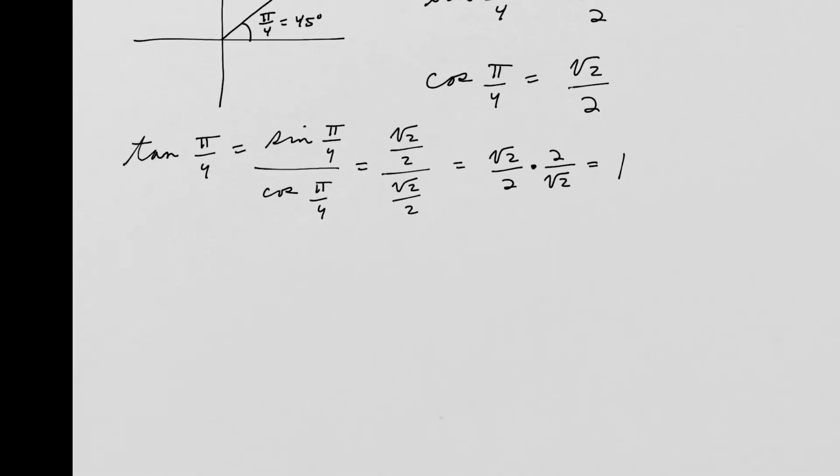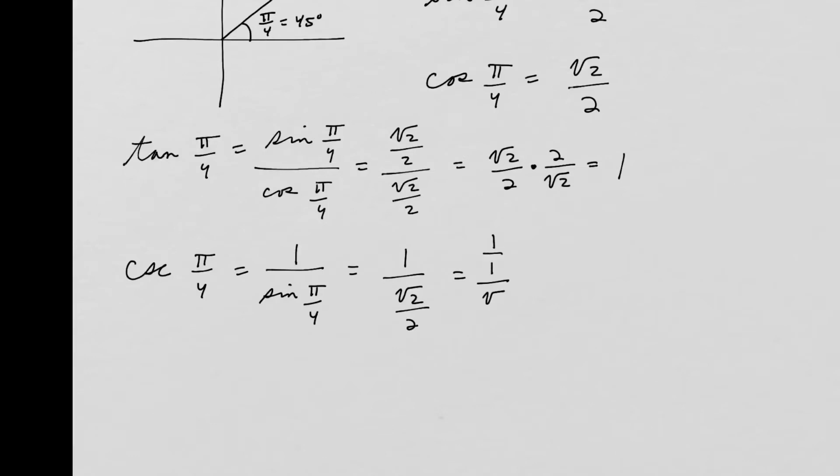What was the next one? Cosecant. Well, remember, cosecant of pi over 4, by definition, is 1 over sine of pi over 4. And we just said sine of pi over 4 was radical 2 over 2. So this is 1 divided by radical 2 over 2. Again, if you want to think about this as dividing fractions, think of the 1 as 1 over 1 divided by radical 2 over 2. So this is 1 over 1 times the reciprocal.